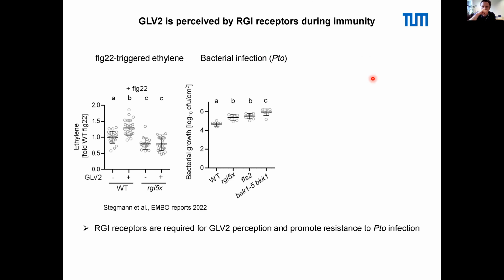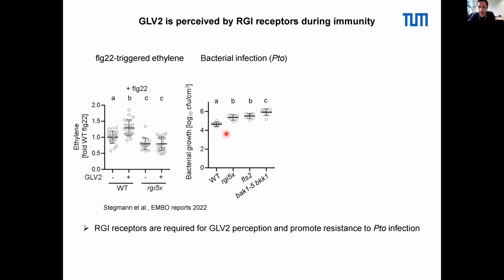So the next step for us was then to identify which receptors are involved in Golvin-2 perception to regulate immunity. And here we got some hints from the literature because related peptides were shown to be perceived by a family of 5 leucine-rich repeat receptor kinases named RGIs. And so we obtained an RGI quintuple mutant and first noticed that this mutant responds also weaker to flagellin in different bioassays, including this ethylene accumulation experiment. But more importantly, this mutant was insensitive to this Golvin-2 effect. So there was no promotion of FLG22-induced responses upon co-treatment in this RGI quintuple mutant.